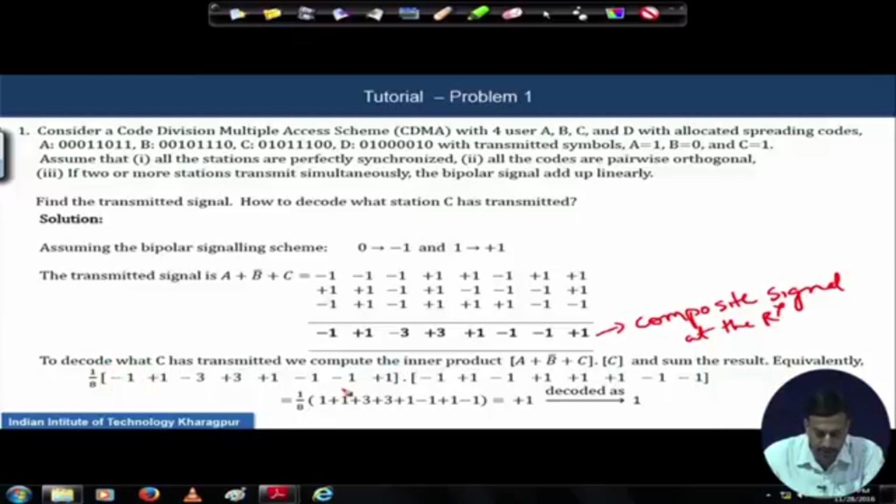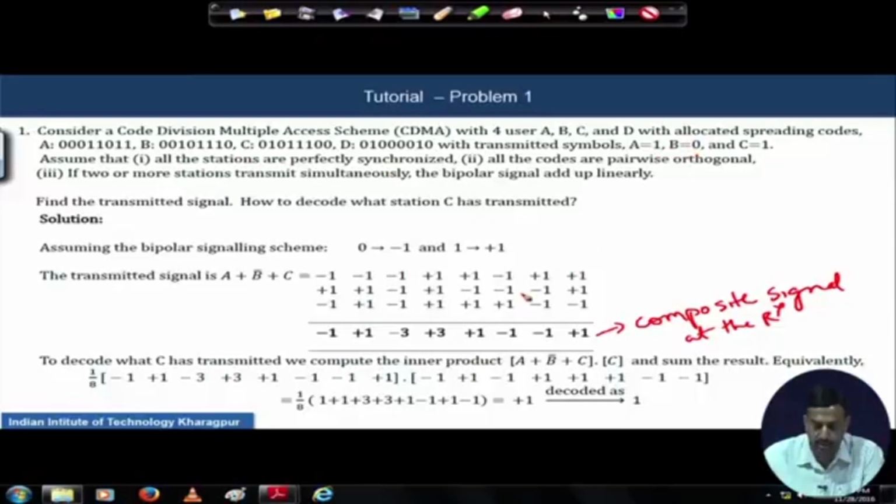And we scale it by 1 by 8 because that is the length of the code. So the inner product is nothing but element wise multiplication of the two vectors, or component wise multiplication, and then summing the result. 1 by 8, as I said, is the scaling factor, and as you can see, keep multiplying element by element and note down the result, sum up all the resultant inner product terms, scale it by 1 by 8, and we get plus 1, which can be mapped back to binary 1, which was the bit that was precisely transmitted by user of station C.